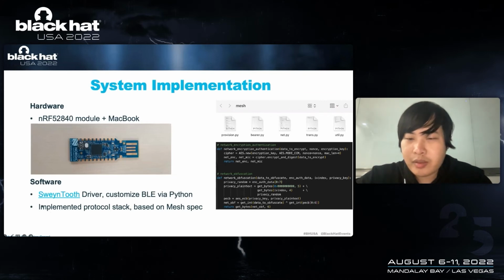And next, we implement the mesh protocol based on the mesh spec. And this is a code snippet that shows the details of the network layer. And finally, we implement our system based on our self-implemented protocol.